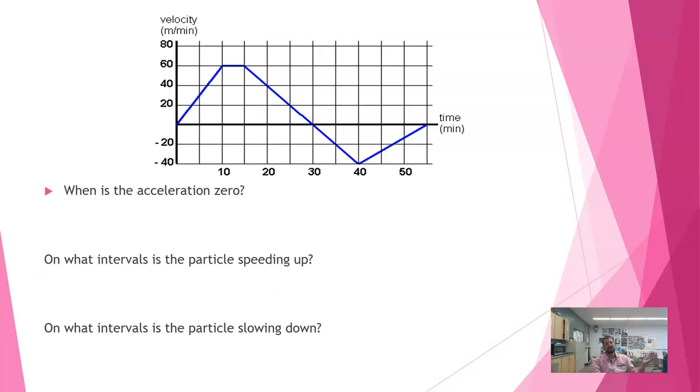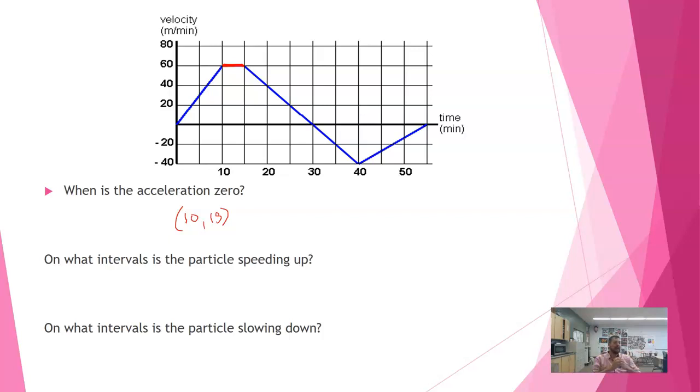Okay, we're still looking at more questions about the same graph. So now I want to know, when is the acceleration 0? Well, that would be anywhere that my velocity has a slope of 0. So in this case, that would be from time equals 10 to time equals 15. So from 10 to 15, my acceleration is 0. Now, here's the last part where we have to tie everything that we've talked about in this particle motion together. On what intervals is the particle speeding up?